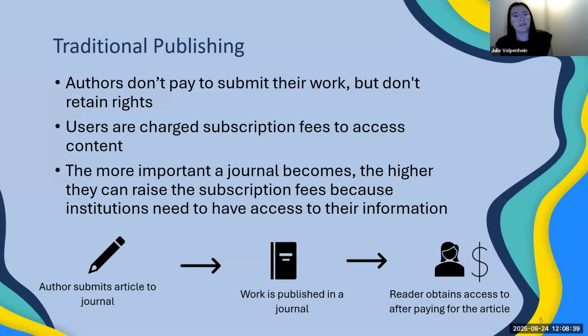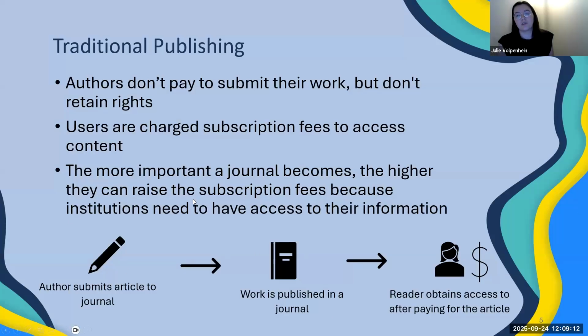Before we get into open access publishing, we need to make sure that we really understand the traditional publishing format. In this format, the author submits their article to the journal, they get their work published in that journal, and then the reader obtains access by paying for the article. So very simple, authors don't pay to submit their work, but they also don't retain any rights. Unless you've negotiated in your contract, you no longer own your own work. The publisher owns the work.